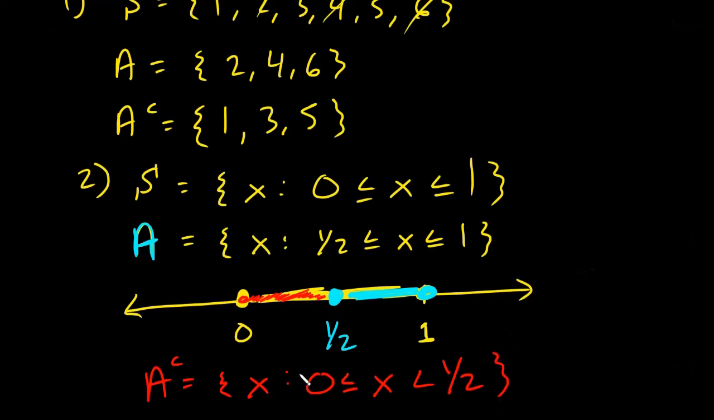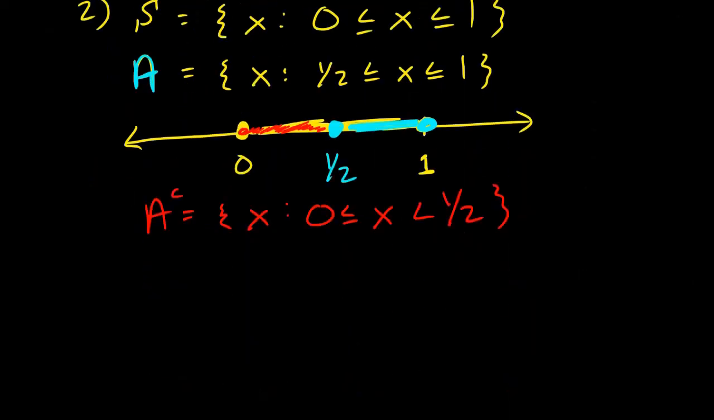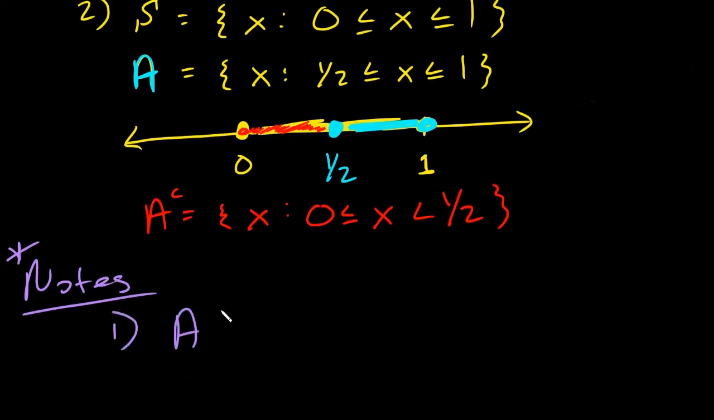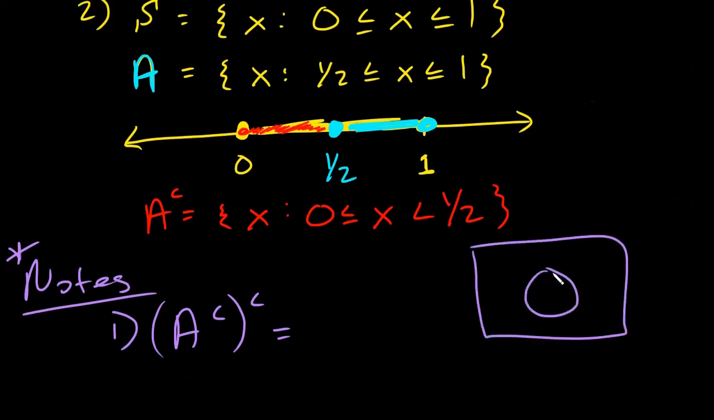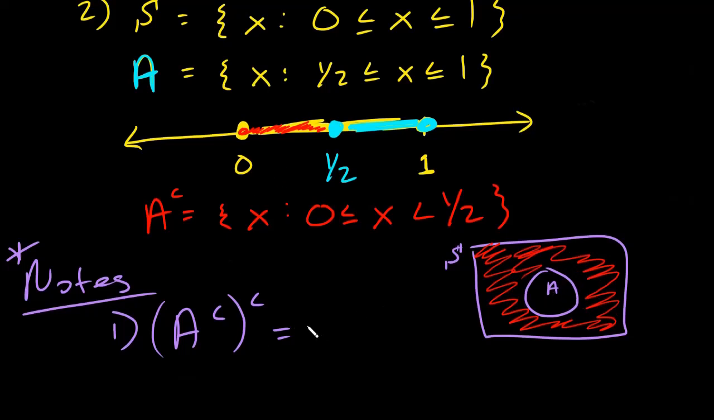All right, a few important notes before I move on from complements. First, if you take the complement of a complement, the complements cancel each other. Here's A. A complement is everything that's not A, and everything that's not A is A. It's kind of like a double negative. They cancel each other.